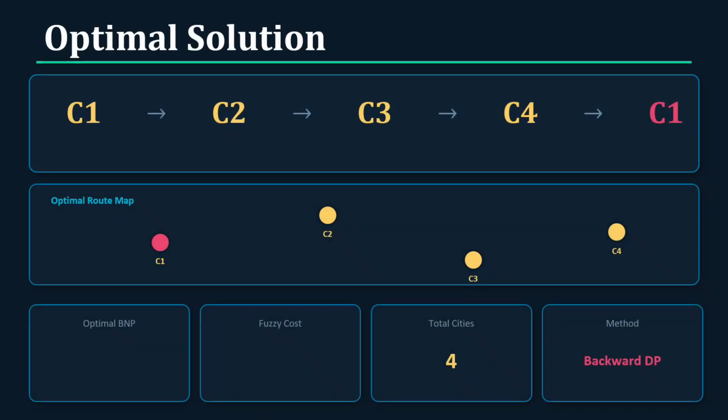After completing all 4 stages of backward dynamic programming, the optimal route has been identified. C1 to C2 to C3 to C4 to C1. We can trace this path through the tables. At stage 4, K4 star was 2, so we go from C1 to C2. At stage 3 for City 2, K3 star was 3, so we go from C2 to C3. At stage 2 for City 3, K2 star was 4, so we go from C3 to C4, and at stage 1, all cities return to C1.